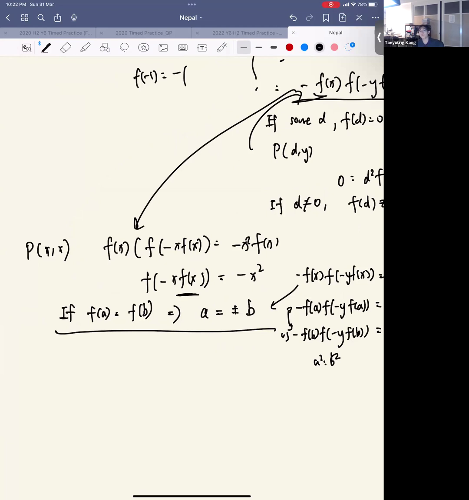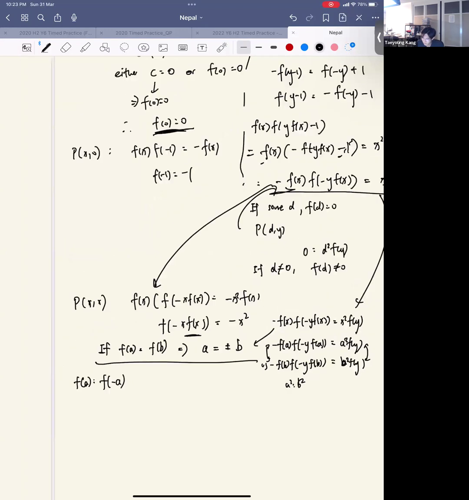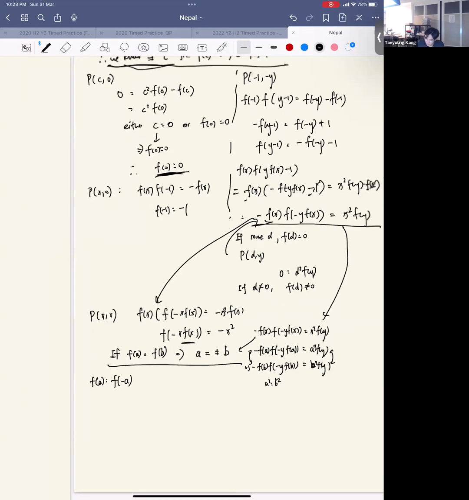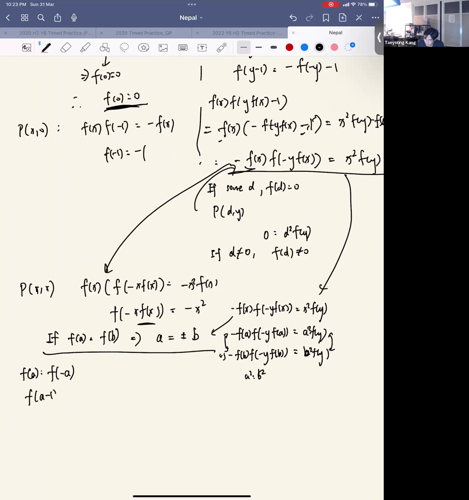So what happens if f(a) is equal to f(-a)? Then we will get that f(a) - 1 is equal to -f(-a) - 1 from over here. And this will give us -f(a) - 1, right? So f(a) - 1 plus f(a) is equal to -1. Do you guys agree?